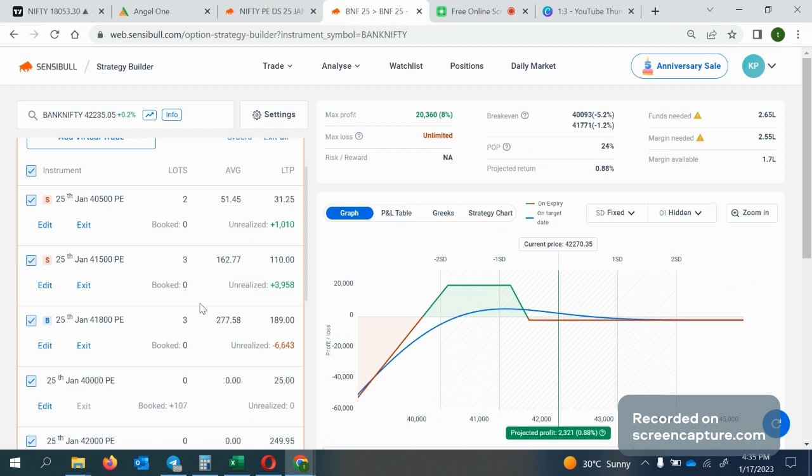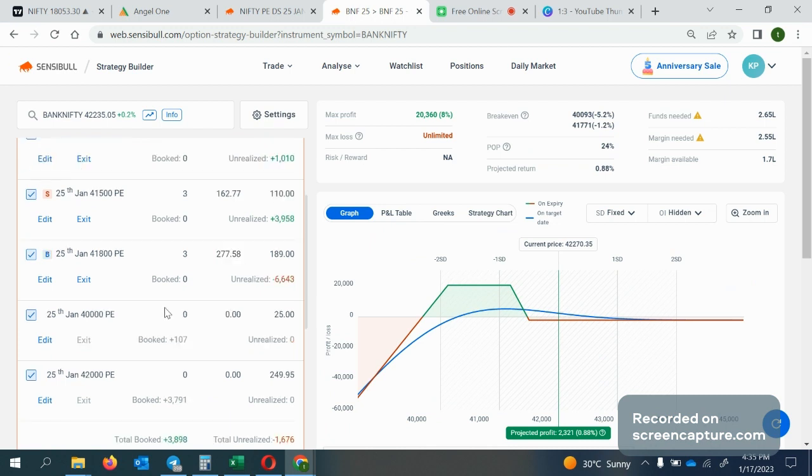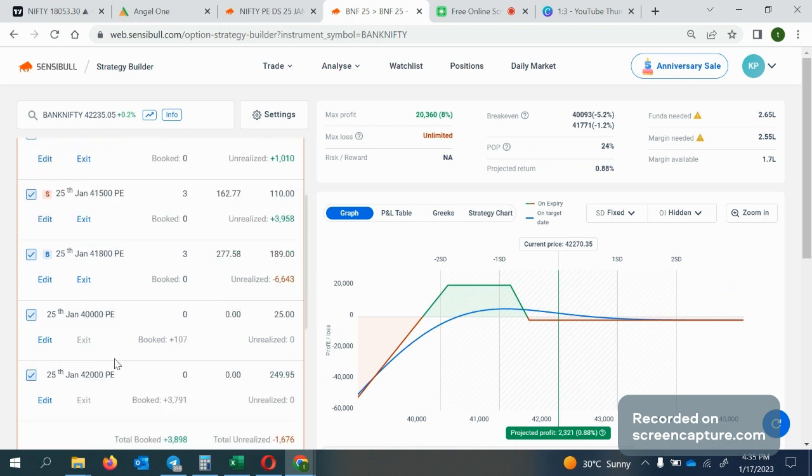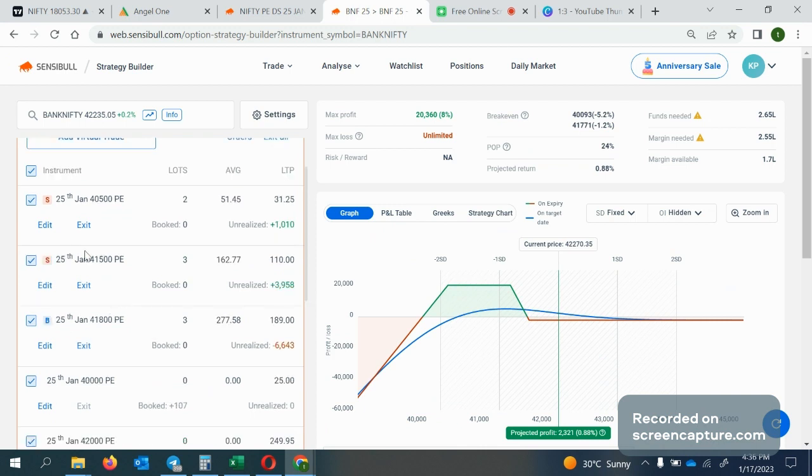Now let me show you. This is my original trade. Again, let me reiterate one more time what I've done. First I exited 42,000, and then I bought three quantities of 41,800. That's it. The second adjustment, I exited 40,000 PE, two quantity, and then I sold 40,500. That's it. Now this is my trade.